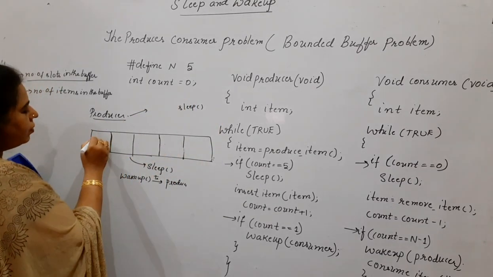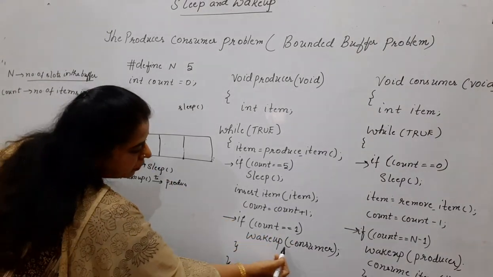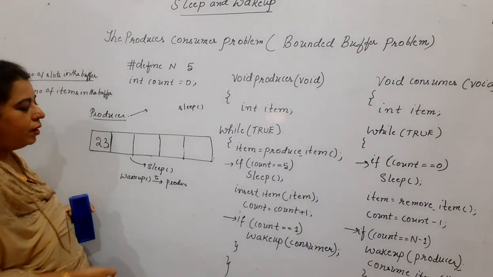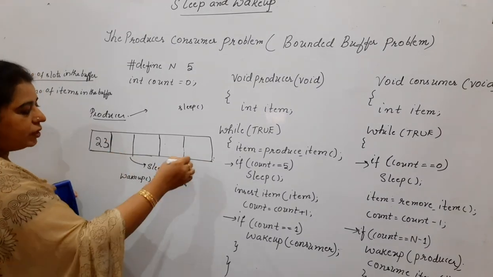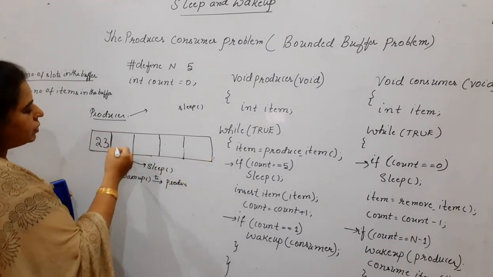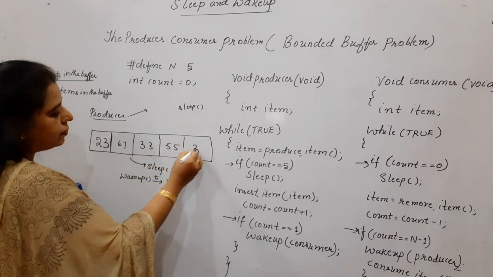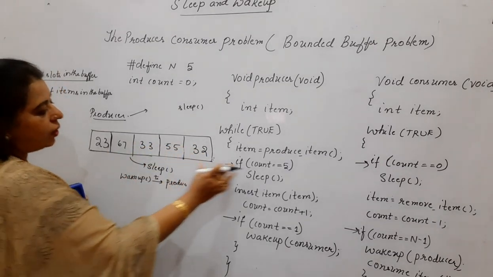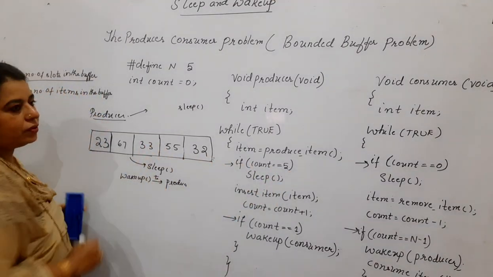Now the producer will place one item, and if count equal to 1, the producer will wake up the consumer. So it will wake up the consumer and then the consumer will start consuming the item. Meanwhile, the producer will also fill all the items one by one. Once it places all the items, the count becomes 5, equal to 5. Then the producer will go into the sleep mode.